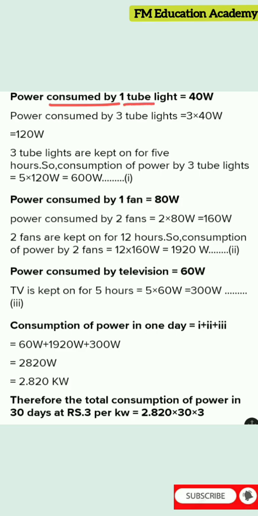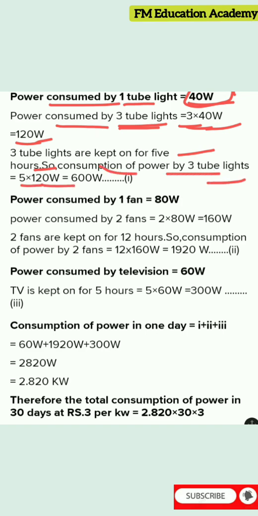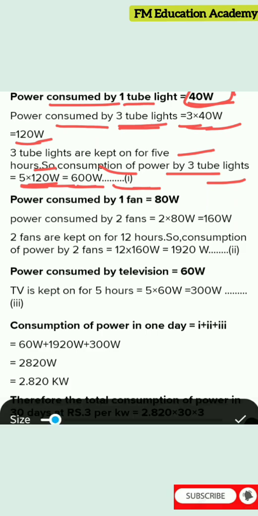So first let us concentrate on the tube light, the first equipment. Power consumed by one tube light is given as 40 watts. But here it is said that there are 3 tube lights. So power consumed by 3 tube lights will be 3 multiplied by the power consumed by one tube light, 40. We know 3 4s are 12 and 1 zero we have. So 120 watts is the power consumed by 3 tube lights. But it also told us the time for which the 3 tube lights are kept on. They're kept on for 5 hours. So consumption of power by 3 tube lights will be 5 times 120. We know 12 5s are 60 and 1 zero we have, so we got 600 watt-hours. Let this be equation 1, because we have found out how much power is consumed by 3 tube lights for 5 hours. Okay, we got the answer for tube lights.